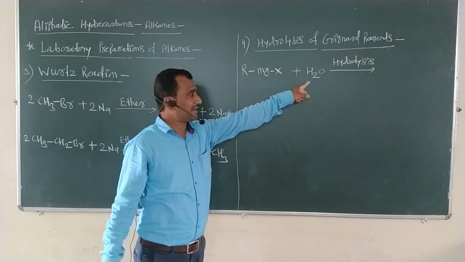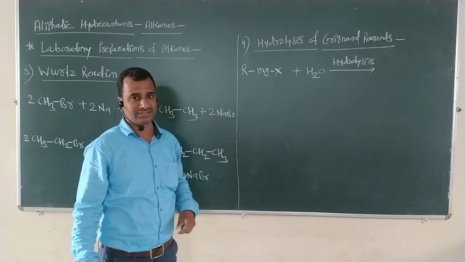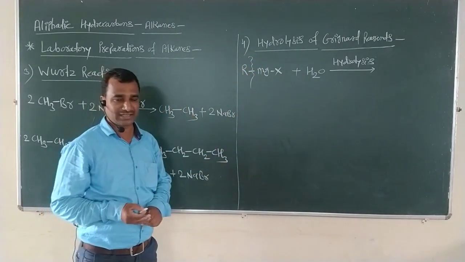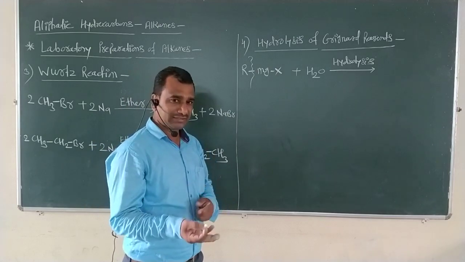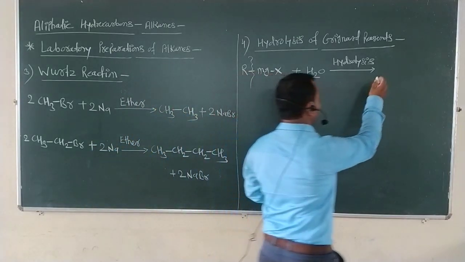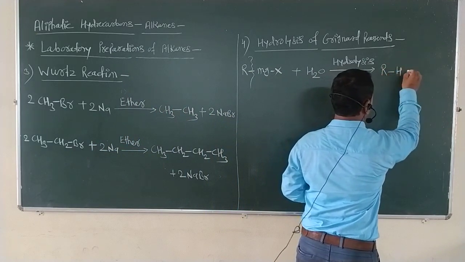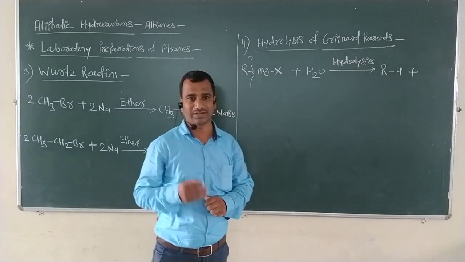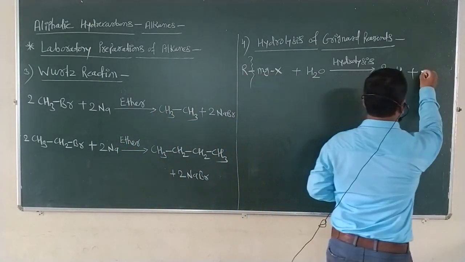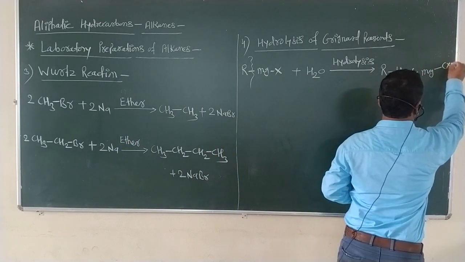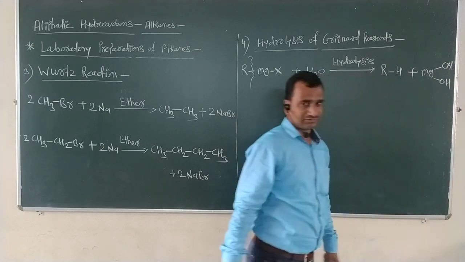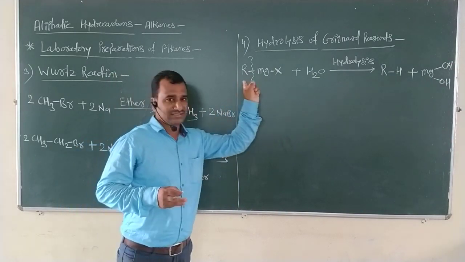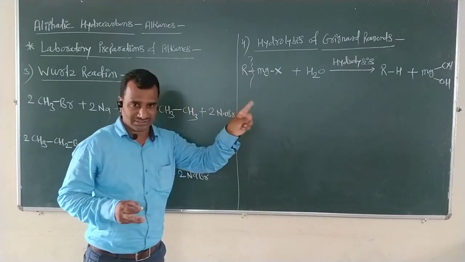So what happens after the addition of this water molecule to this Grignard reagent? The bond between the alkyl group and the magnesium gets broken, and you get the formation of alkanes. You will get R-H, which stands for alkane, plus one byproduct, that is Mg X-OH. This byproduct is obtained by the hydrolysis of the Grignard reagent. So this is the general chemical reaction for the preparation of alkanes.